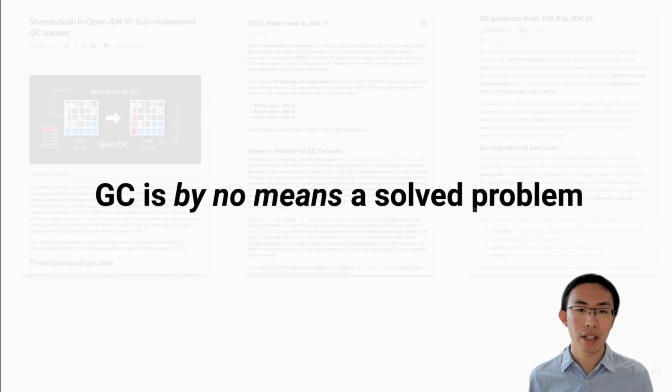By now, I think everyone can see GC is by no means a solved problem, and we as a community still have a lot to do. You might also wonder, sure, these new collectors are costly, but don't they have sub-millisecond pauses? At least they should be good for latency-sensitive applications. So let's take a look at that as well.